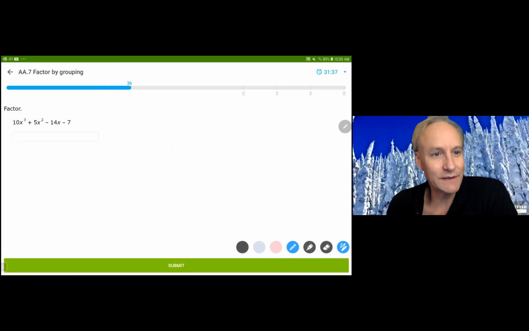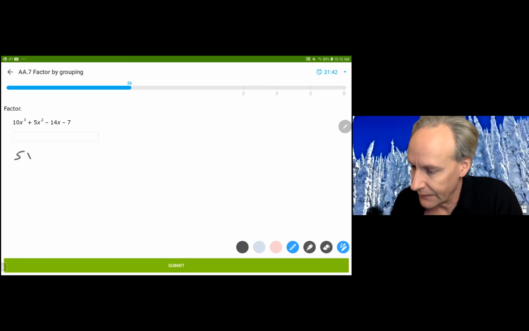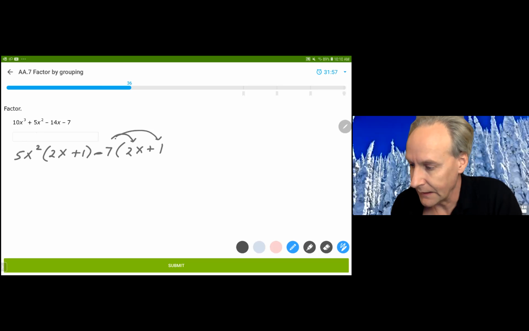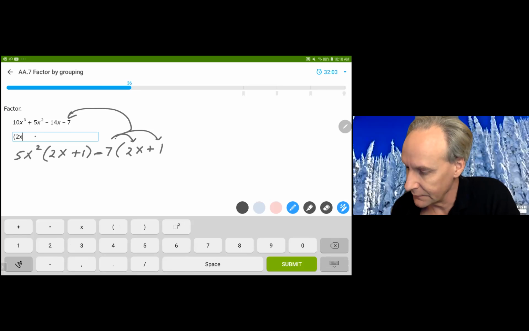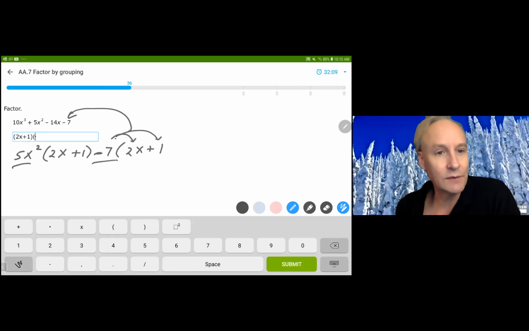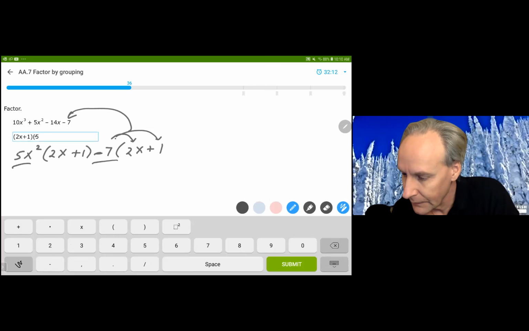Let's see what we have next here. Looks like we're going to take out the 5x squared. I think I'm going to put it right here, 5x squared, and I have a 2x plus 1. And I take out the minus 7, and I have a 2x plus 1. That is a minus 7. Notice if I distribute it, I get this binomial. And I'm just going to go ahead and take out my 2x plus 1 as my common factor. And what's left is the 5x squared minus 7. And there we have it.